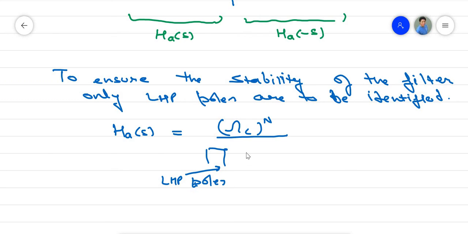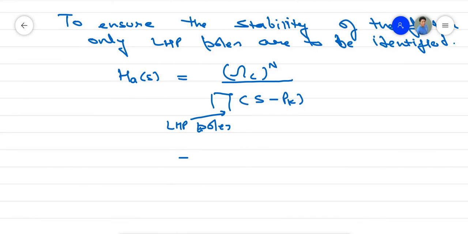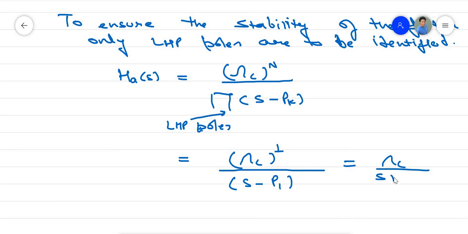These things we have already discussed in our regular lectures. So it is omega c to the power n over s minus p_k. If you substitute the values, n is 1, so it is omega c over s minus P1 only, because P0 is at the right hand plane, so we will not address that particular pole. So it will give omega c over s plus omega c.